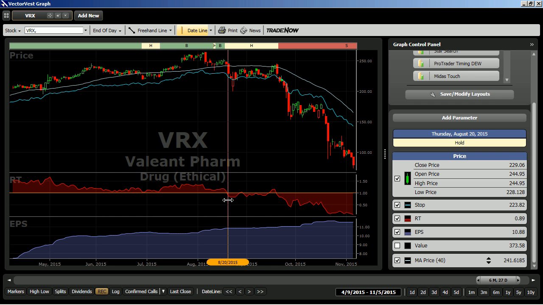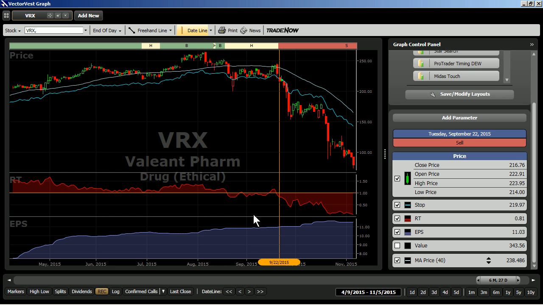And that was right around the same time as the relative timing indicator. So there are two important pieces of information. Again, maybe not enough to suddenly sell the stock, but some covered calls or protective puts may have been in order. As it continued, RT stays below 1 as the stock continues to move sideways. We get the sell recommendation now on the 22nd of September.